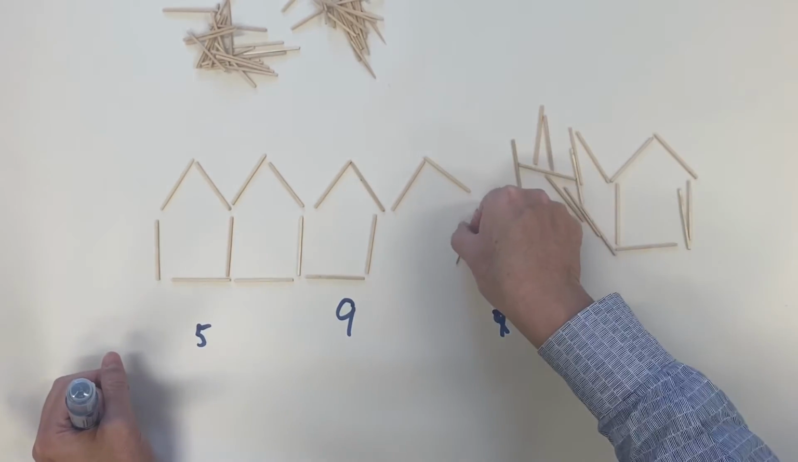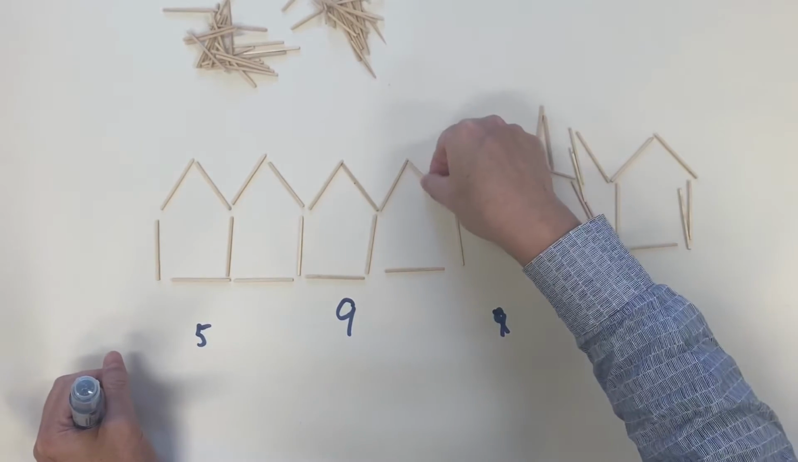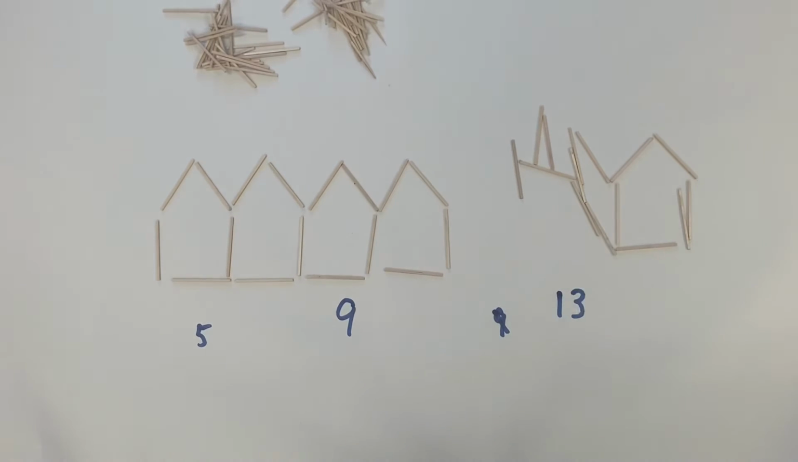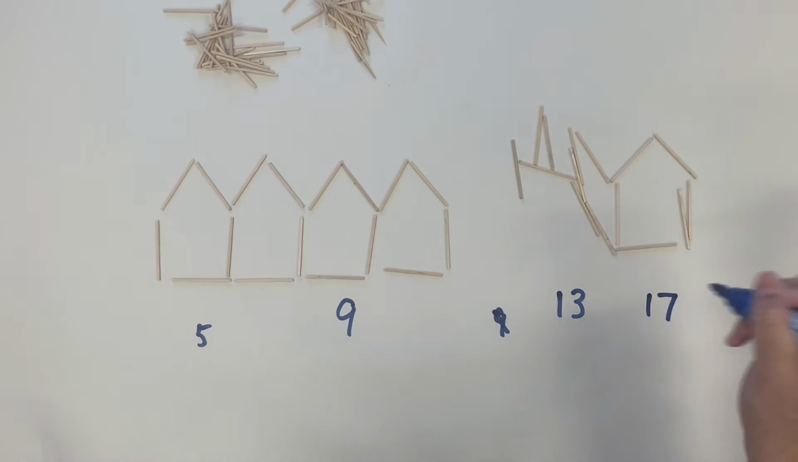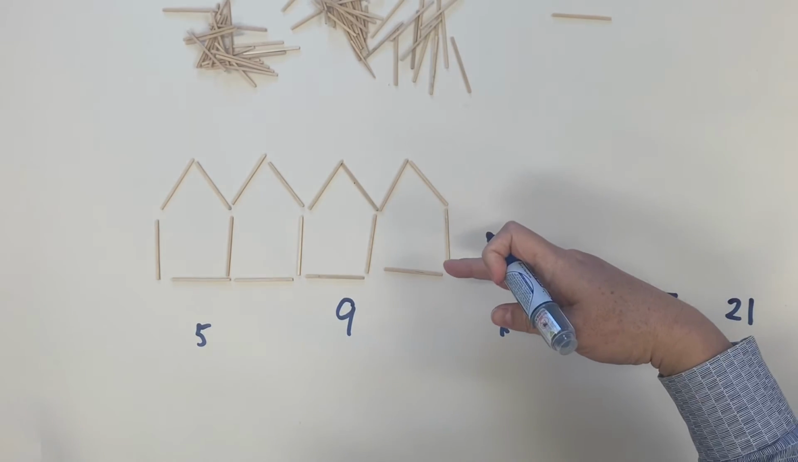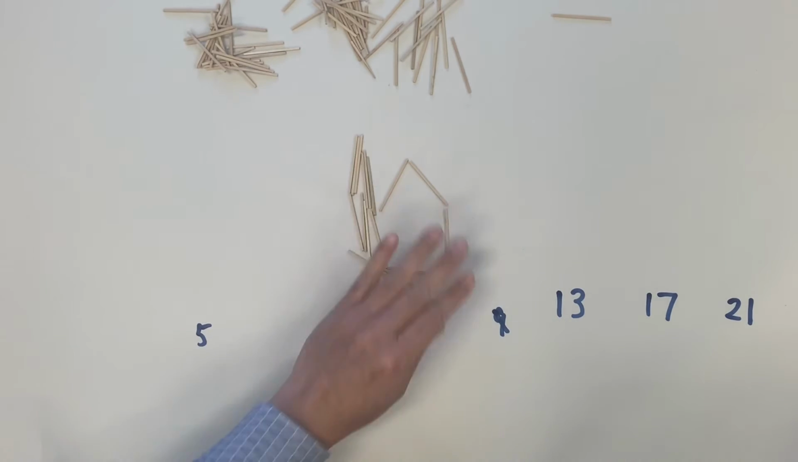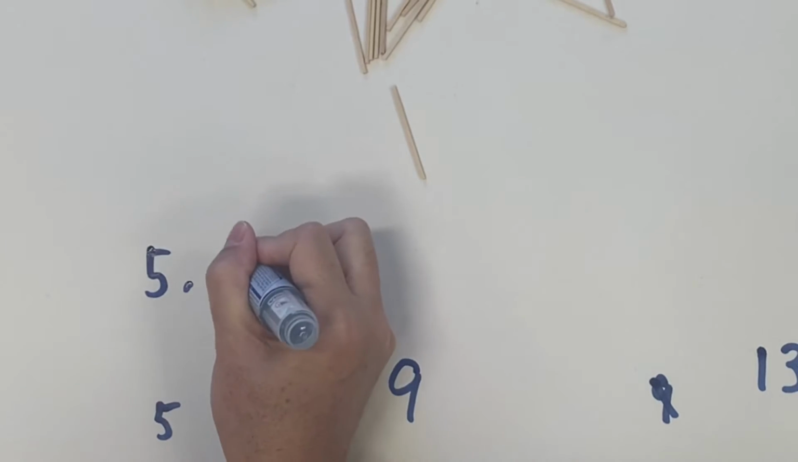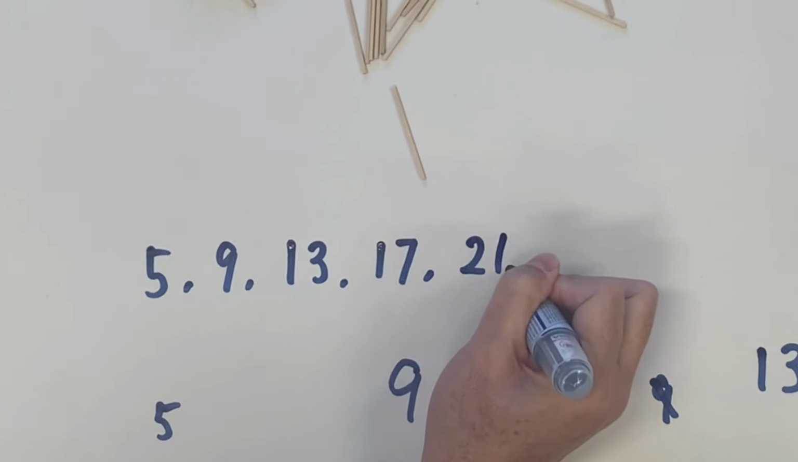1, 2, 3, 4. It's a bit messy, isn't it? So 13 plus 4 must be 17. Then the next house should have 4 more, which is 21. So I started building the houses and I made them into a number pattern. So the new number pattern I found was 5, 9, 13, 17, and a 21.